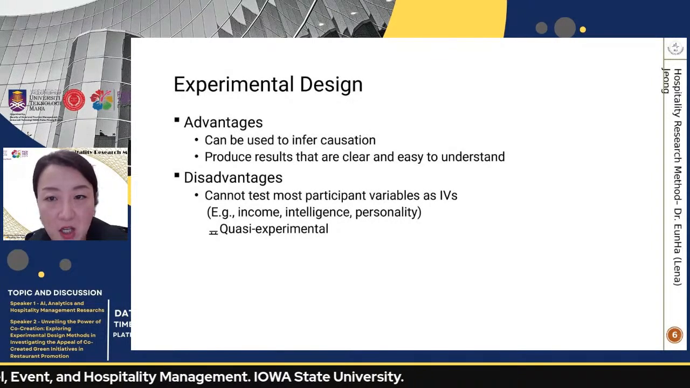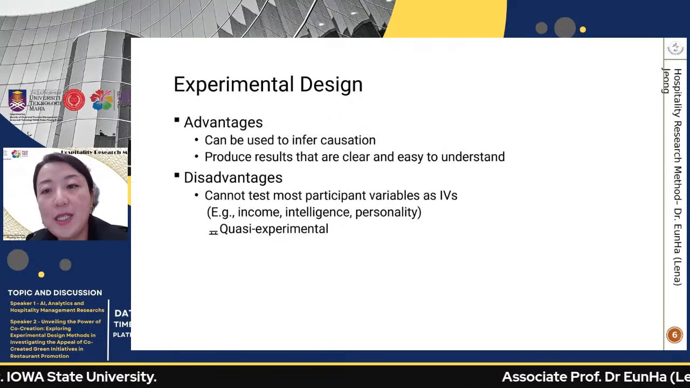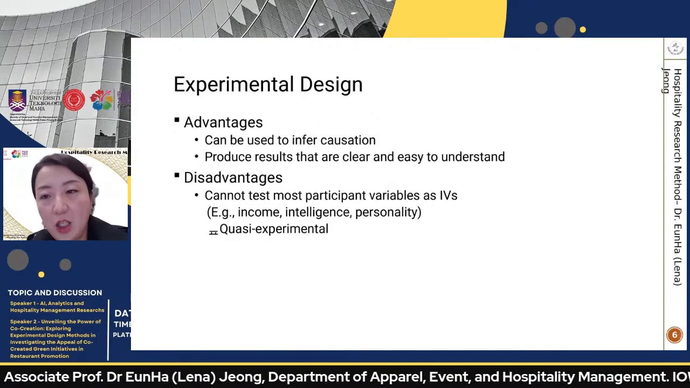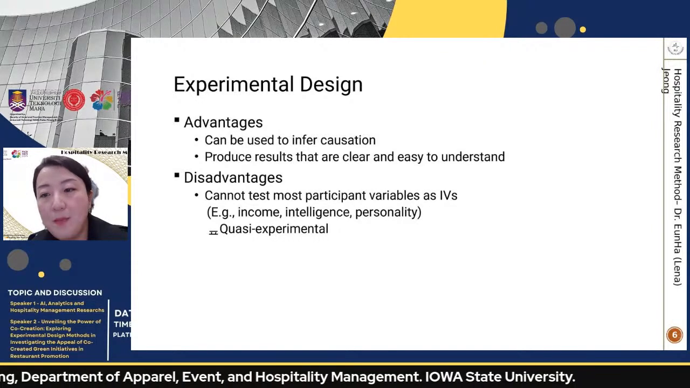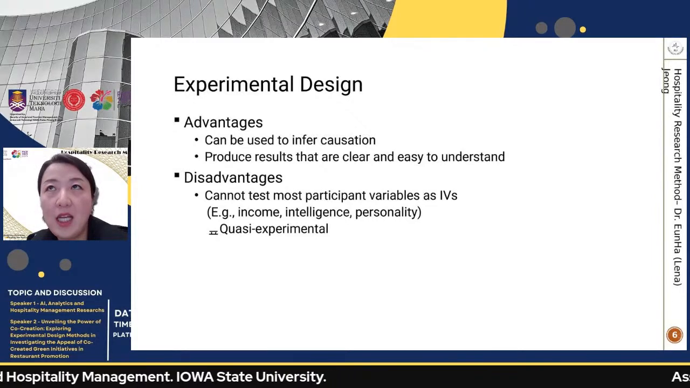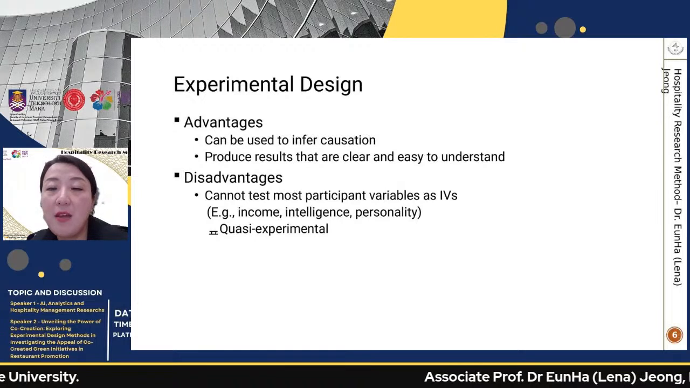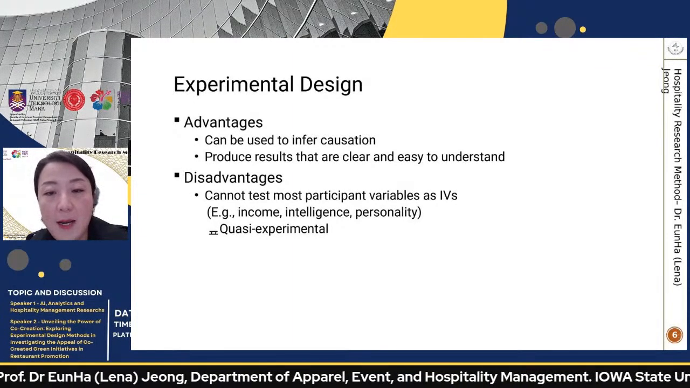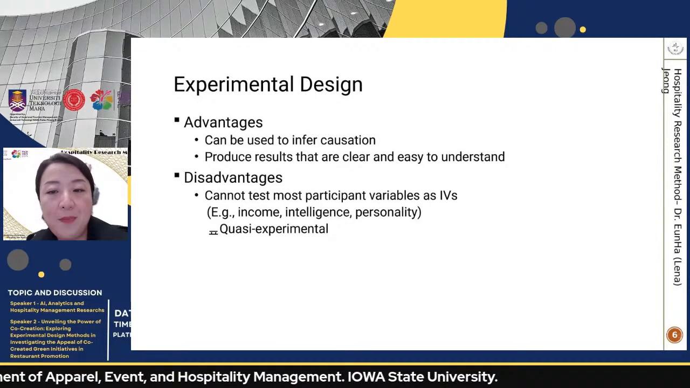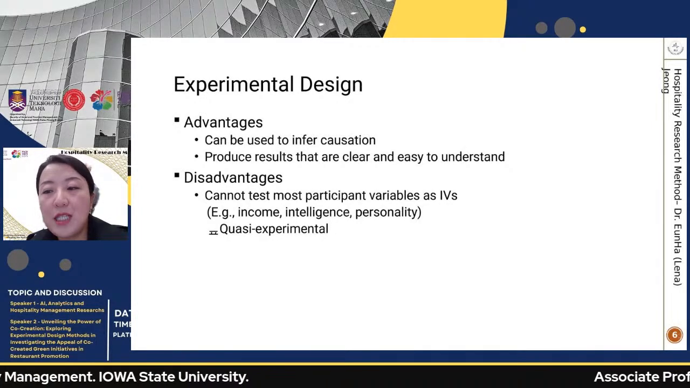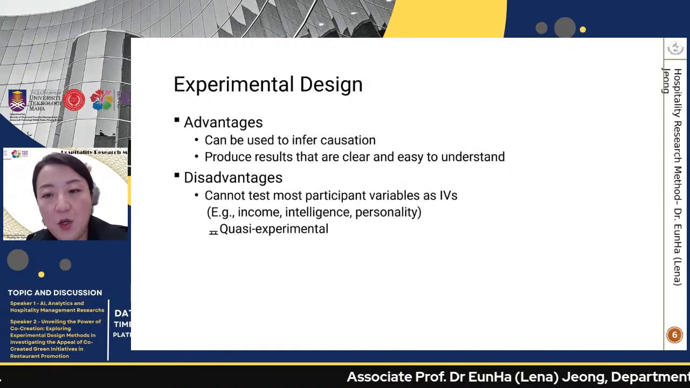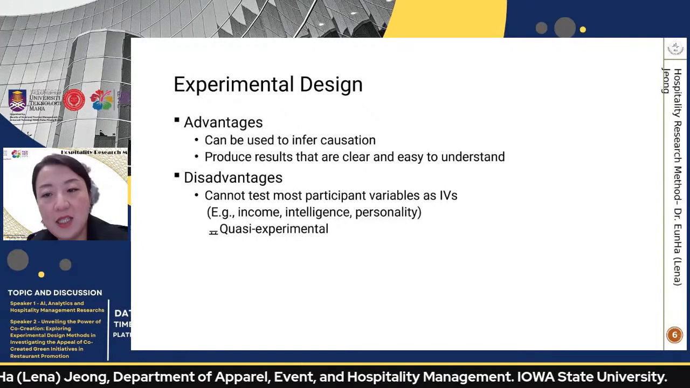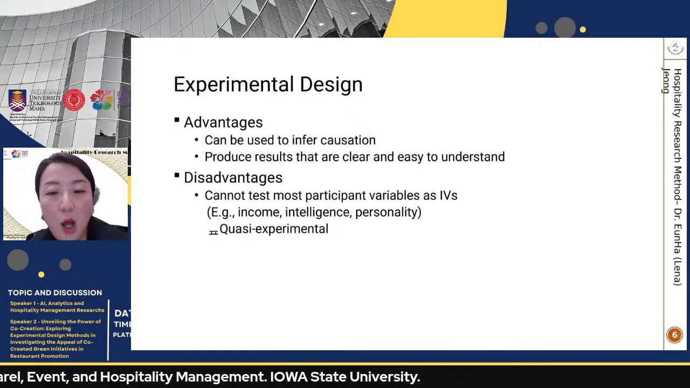However, the disadvantage is that you cannot test the majority of participant variables as independent variables, such as income, intelligence, or personality, which are difficult to use as independent variables. Because in order to avoid biases and purely investigate the effect of the independent variable, we need to randomly assign participants into different groups when designing experimental research. So if you want to look at how income affects behaviors, or how intelligence or personality affects behaviors, you really cannot do this with the classic experiment, because you cannot manipulate these things, and you cannot randomly assign people to high or low intelligence.